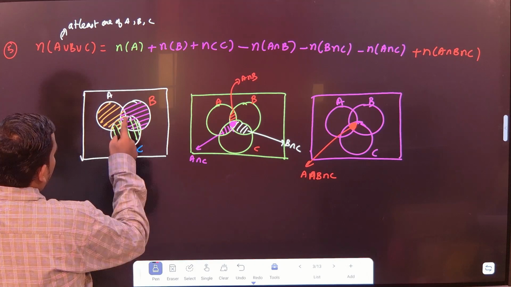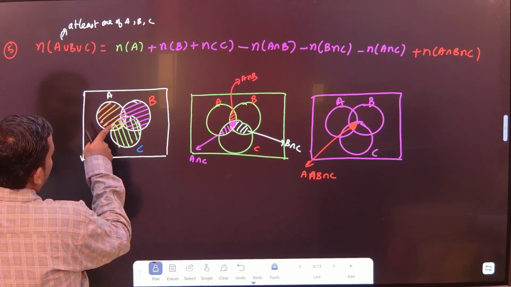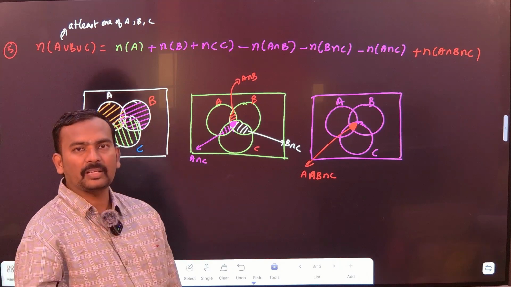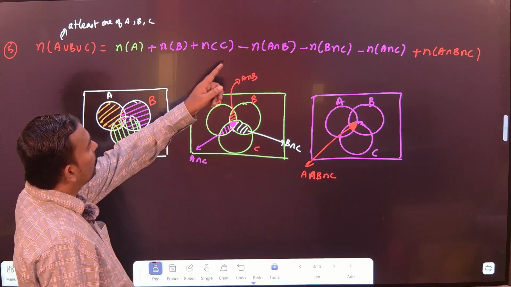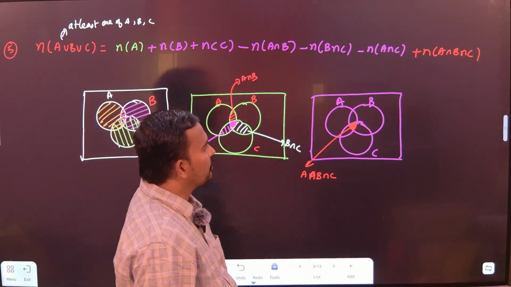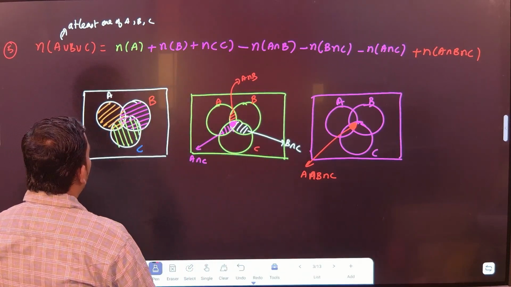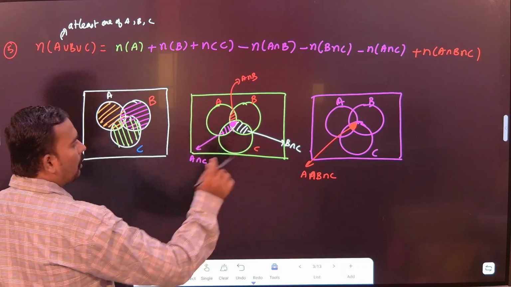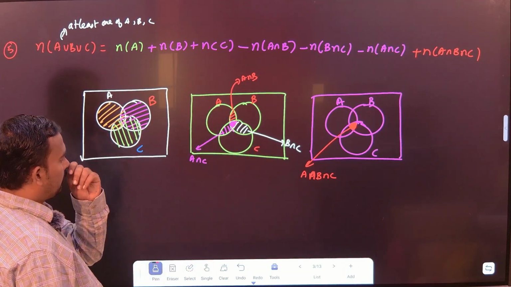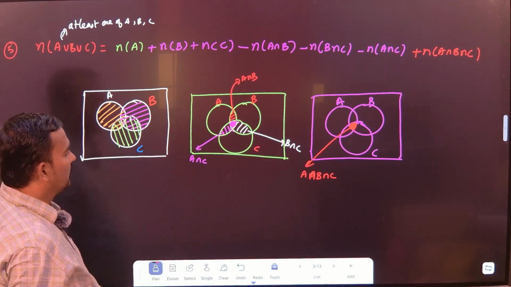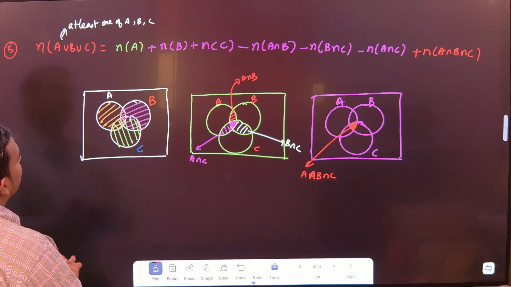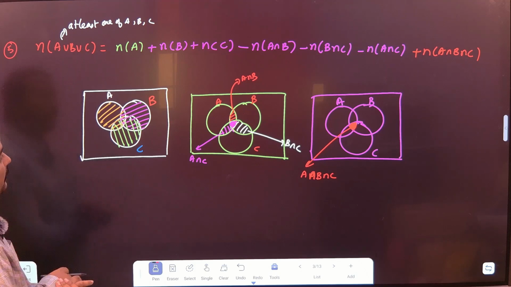When you take C, again you can see A intersection C and B intersection C, so you are adding two times. Then you are subtracting one time each of A intersection B, B intersection C, and A intersection C. And the middle portion, which is common to all three sets, you have to add it, right? Then only you will get the whole union. So this is the inclusion-exclusion principle we can use here.